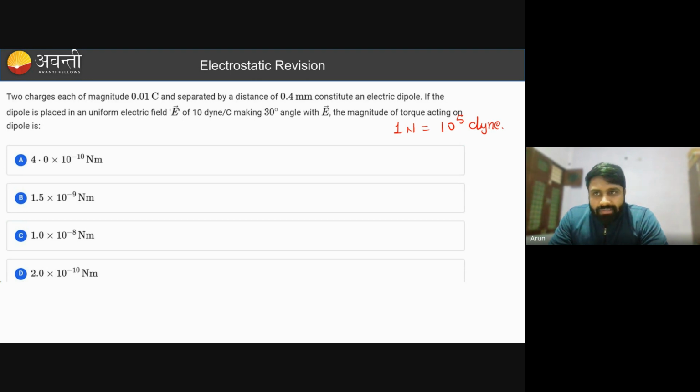Be careful with the dimensions, the units of dimension. Here the distance is given in mm, so I think you get what I'm trying to say. Convert it into meter. Dyne, you have to convert into Newton, because in the answer, check the unit, it is Newton meter. You have to change all the units into Newton and meter.